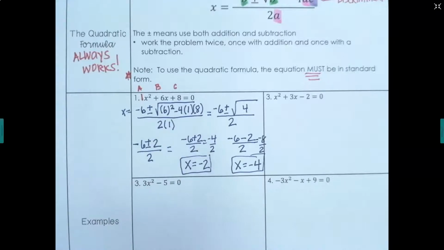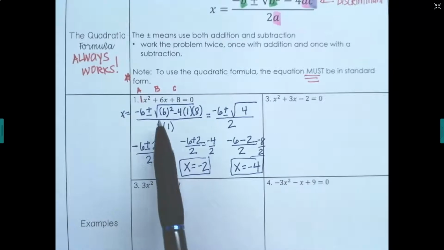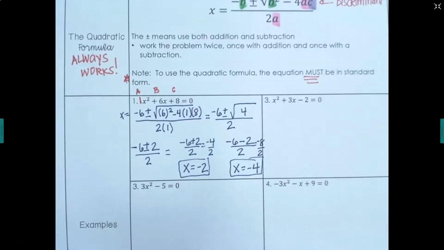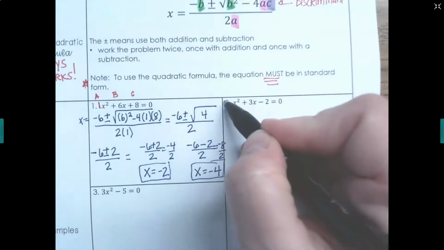But they are not always nice, pretty numbers. A lot of times you're going to end up with radicals, so we have to be aware of what's about to happen. This will work in every single quadratic equation. It will tell you exactly where the graph crosses or touches the x-axis. Let's try number 2.